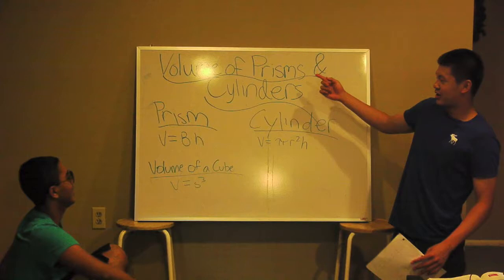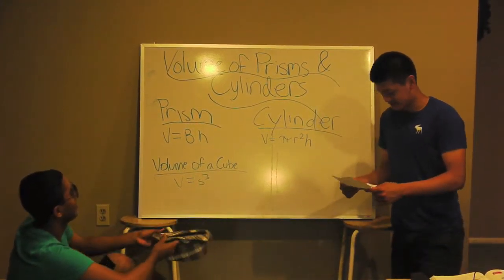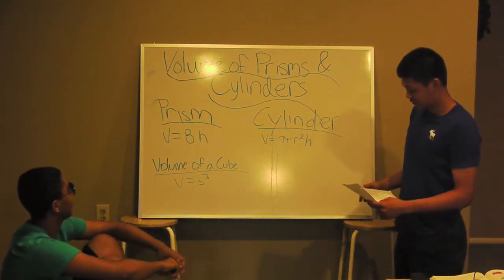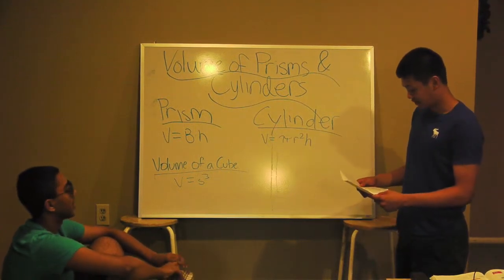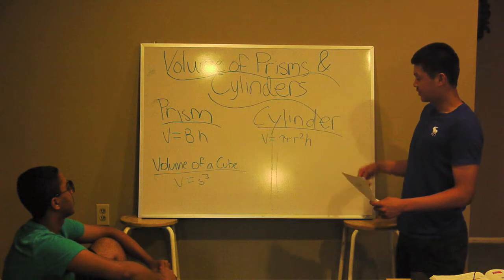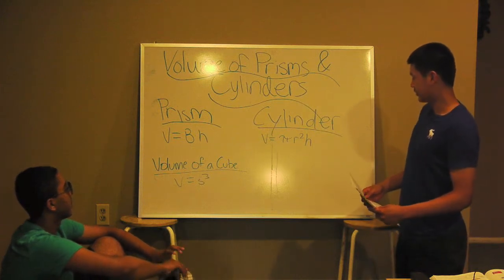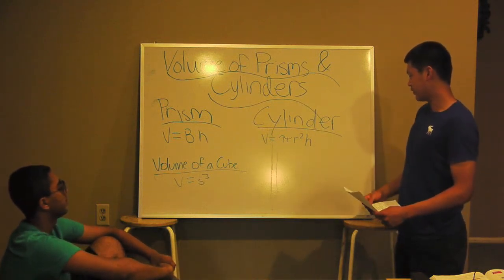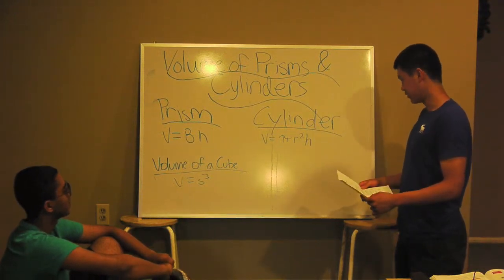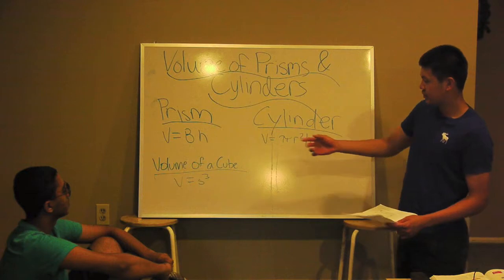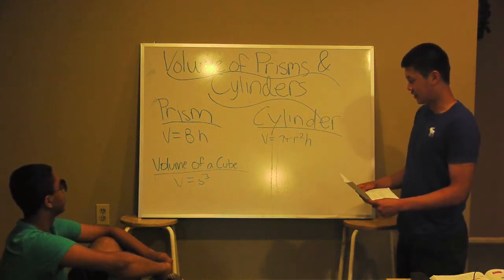We're learning about the volumes of prisms and cylinders. First, we're going to start off with the prism. To find the volume of the prism, you have to take the base times the height. For the cylinder, it's the same. It's almost the same exact thing, except for the area of the base, you can substitute pi r squared, the area of the circle. For a cube, you can find the volume by taking the side length and cubing it.